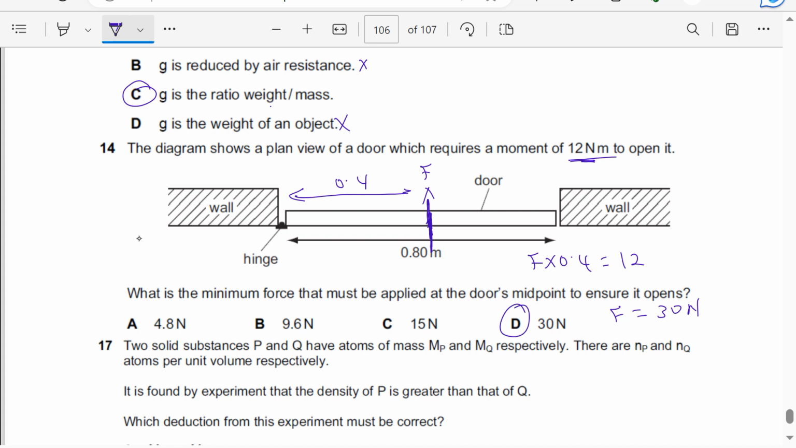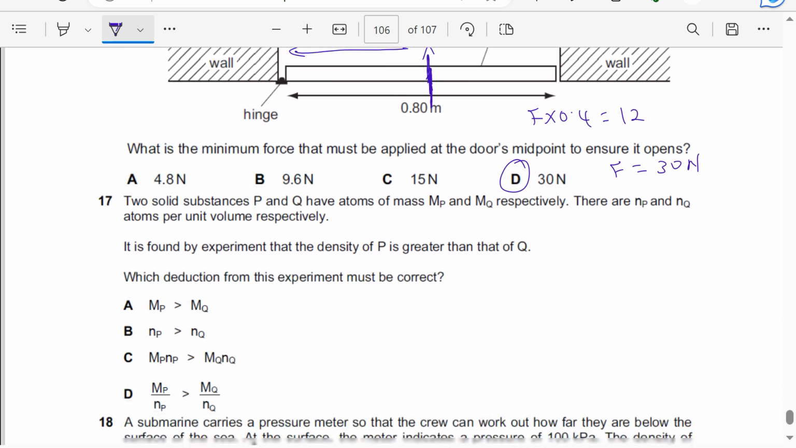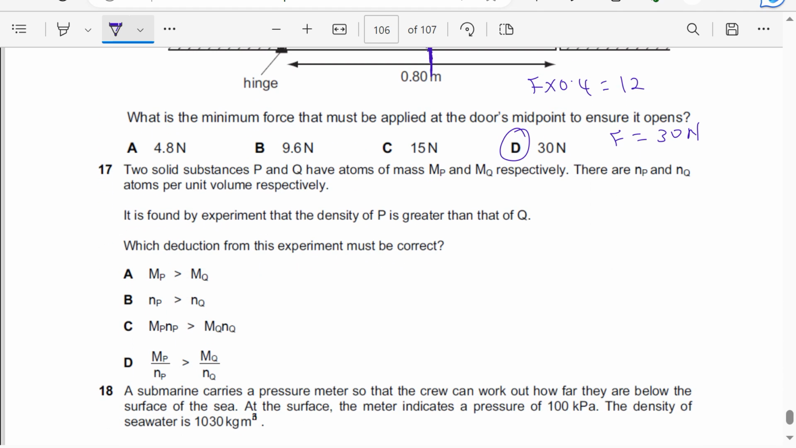You notice that the questions here are now very simple because these were early years, 2001, 2002. But as Cambridge advances, the questions become more technical. So two solid substances P and Q have atoms of masses MP and MQ respectively. There are NP and NQ atoms per unit volume respectively. It is found by experiment that the density of P is greater than the density of Q. We have answered this the second time. This is the third time. Which deduction from this experiment must be correct?